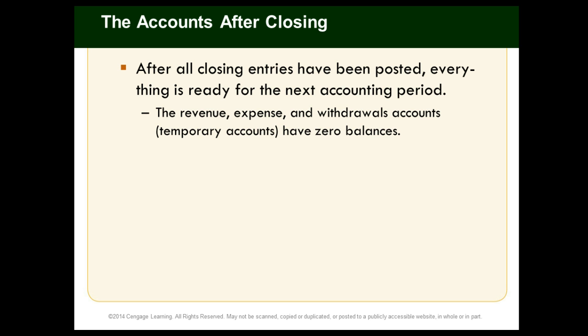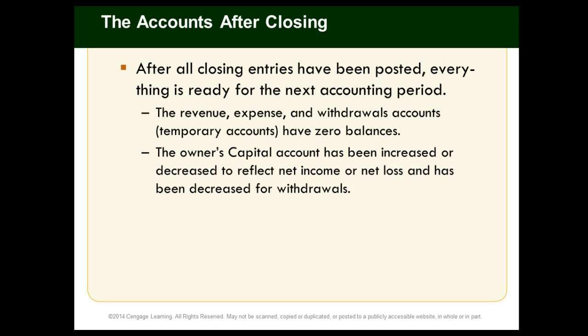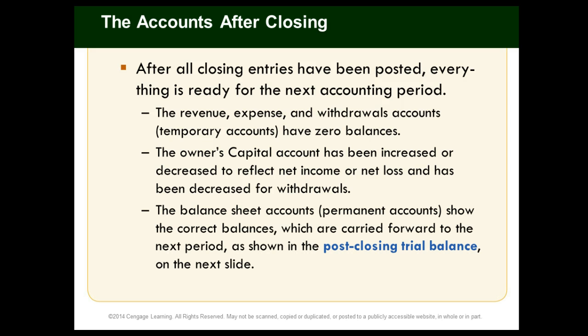The revenue, the expense accounts, and the withdrawal accounts are all what we call temporary accounts, and now they all have zero balances. The owner's capital account's been altered because if the business had net income this period, the capital account gets increased, doesn't it? If it had a net loss, the capital account's going to get decreased. And if there were withdrawals, the capital account's going to get decreased.